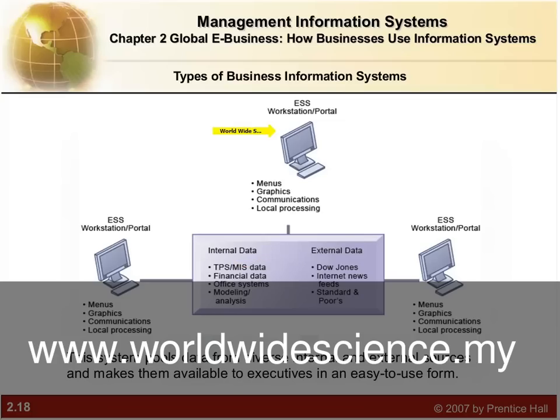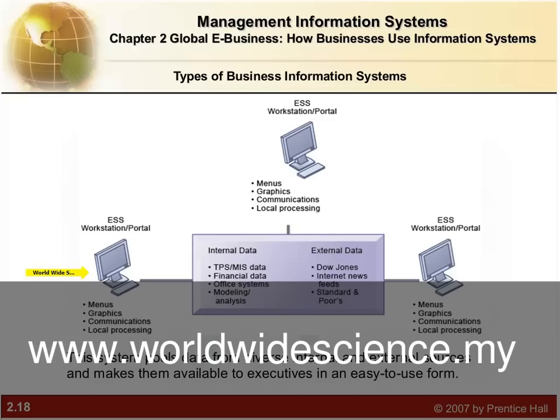So here in this slide, you see the interrelationship among systems. We talk about the systems from the constituency perspective. We discussed TPS, MIS, DSS, and ESS. TPS stands for Transaction Processing System, MIS, Management Information System, DSS, Decision Support System, ESS, Executive Support System.